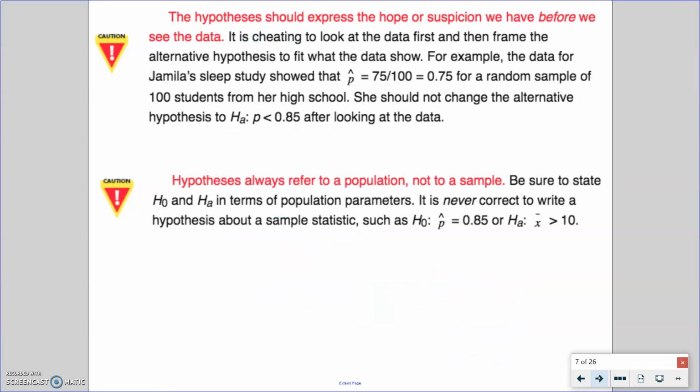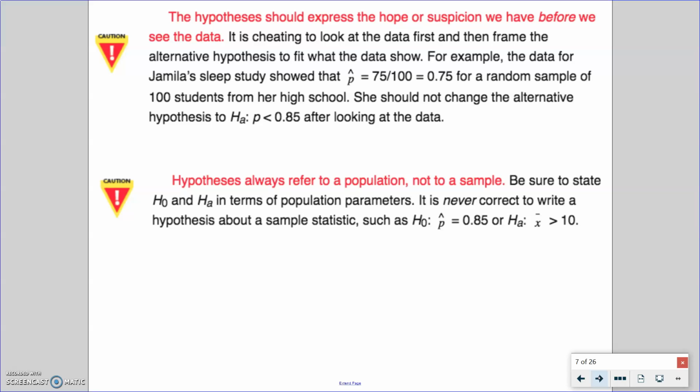Okay, a couple things as we move forward, okay? The hypothesis should express the hope or suspicion we have before we see the data. So usually what you do is you go out there, you find a statistic that's already out there, and you say, nah, that seems false. I think it's this instead. Then you go and gather a sample, or you gather additional data, okay? I know that for the activity we just talked about where the guy was saying 80% free throws, we gathered the data first, okay? Usually we do our hypotheses first, and then we go gather data and see if it supports, okay?